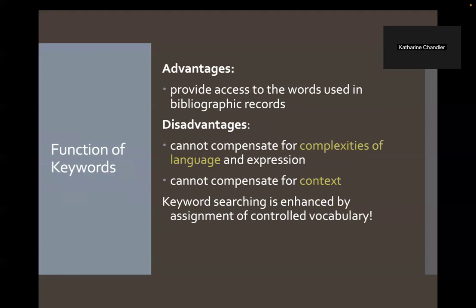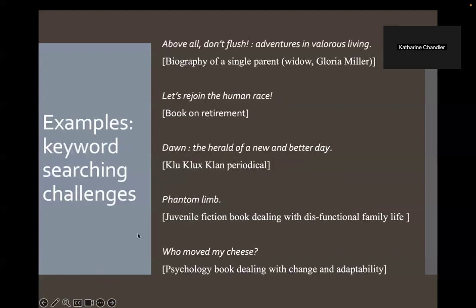Function of keywords, the advantages are that they provide access to the words used in bibliographic records. The disadvantages are that they cannot compensate for the complexities of language and expression, and they cannot compensate for context. Keyword searching is enhanced by the assignment of controlled vocabulary. Examples of keyword searching challenges: Above All, Don't Flush: Adventures in Valorous Living, which is a biography of a single parent, a widow, Gloria Miller. Or Let's Rejoin the Human Race, which is a book on retirement. Or Dawn, the Herald of a New and Better Day, a Ku Klux Klan periodical. Or Phantom Limb, which is a juvenile fiction book dealing with dysfunctional family life. Or Who Moved My Cheese, which is a psychology book dealing with change and adaptability.